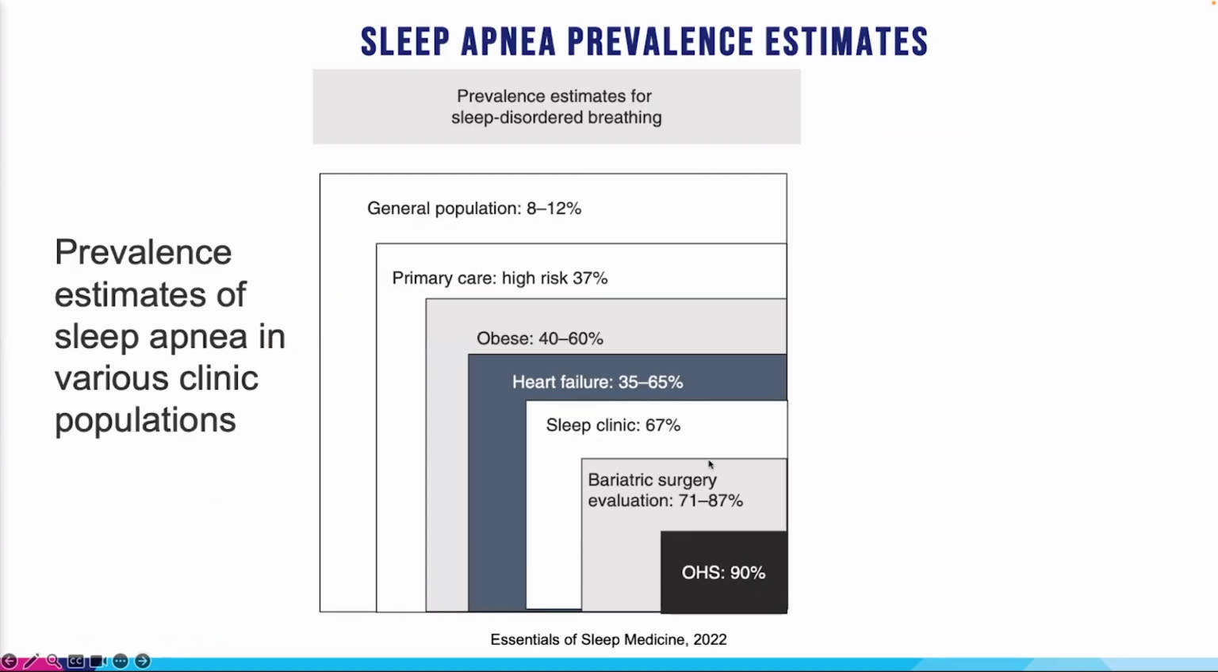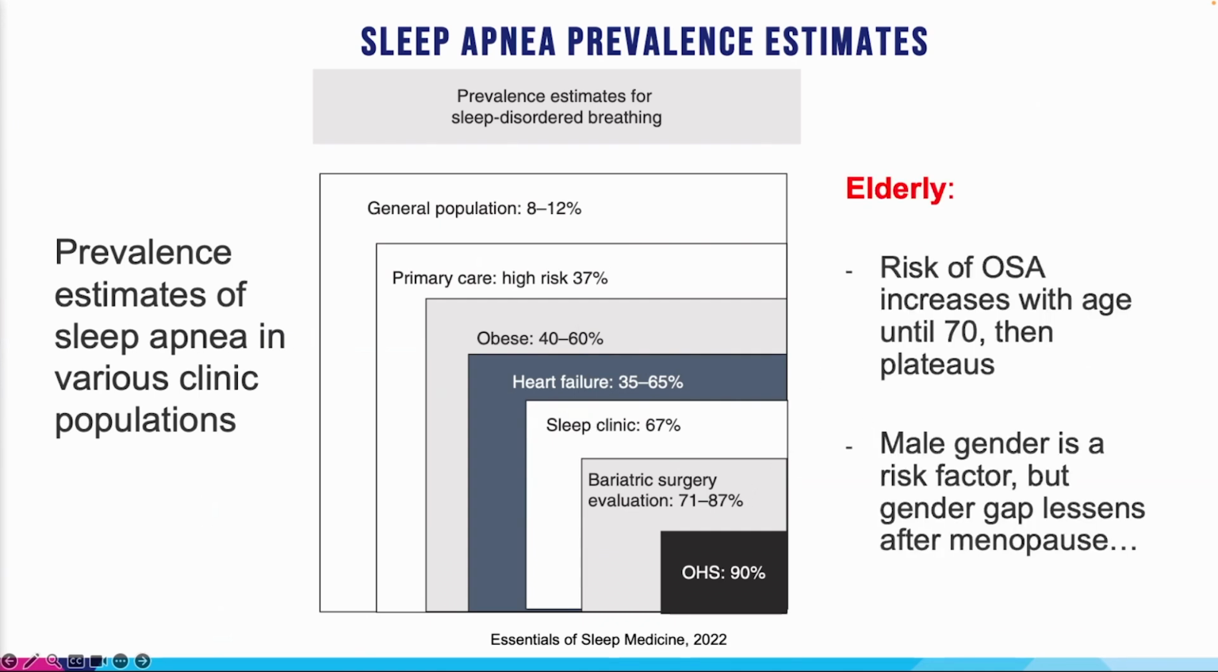So this figure really shows the prevalence estimates of sleep apnea in various clinic populations. And you can see that in primary care, about 37% of primary care patients have sleep disordered breathing. And then this estimate goes up in patients who are obese or in other populations, such as patients who have heart failure or other cardiovascular diseases.